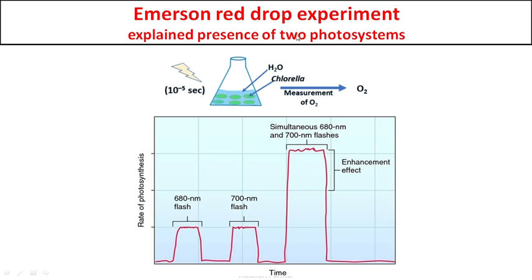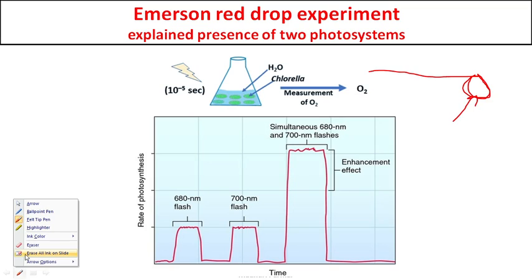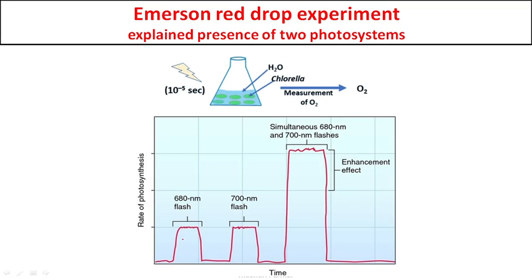Right, one more thing. This is sometimes also referred to as red drop because it was done on a drop. I forgot that part. So you can have some sort of such handle. On this handle, they put a drop of water with chlorella. So it had chlorella and they put a drop of water. And on this drop of water, they gave 680 and 700 nanometer wavelength light. Then they carried out this experiment. So it is also sometimes referred to as the Emerson red drop experiment. Fine.